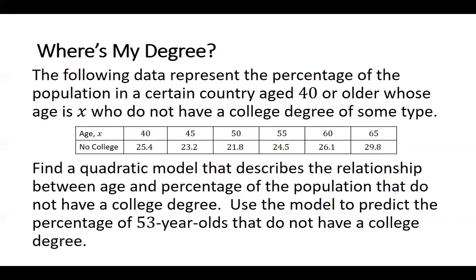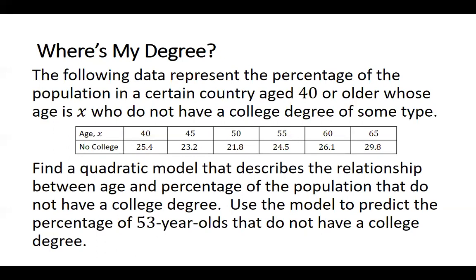So the following data represent the percentage of the population in a certain country aged 40 or older, whose age is X, who do not have a college degree of some type. So we see that age is X, and then the output, I guess we'll say, is no college degree, and that's as a percentage.